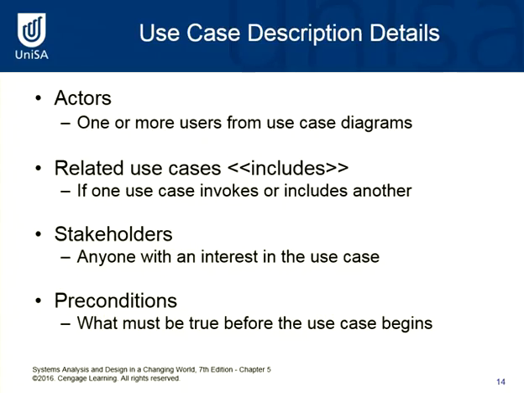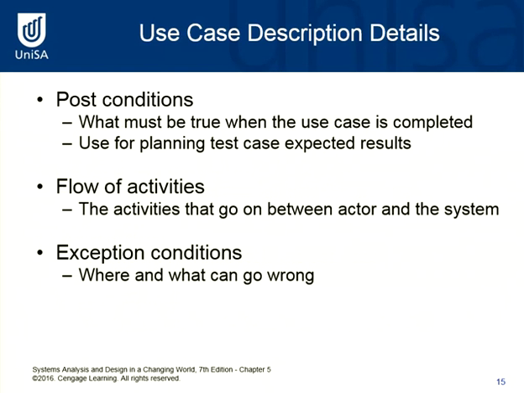So again, we've got our actors, one or more users from the use case diagram. The related use case doesn't necessarily have to be there if it doesn't have a related use case, if it doesn't invoke or include another use case. Again, the stakeholders, you don't get the stakeholders from your use case diagram. These are people or anyone with an interest in the use case, but not necessarily using the use case. Preconditions, what's going to be true before it begins. Postconditions, what has to be true once it's completed.